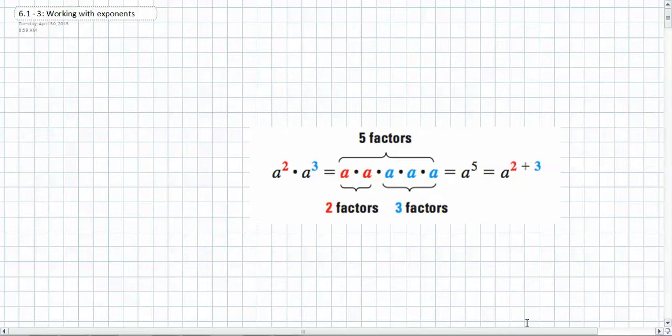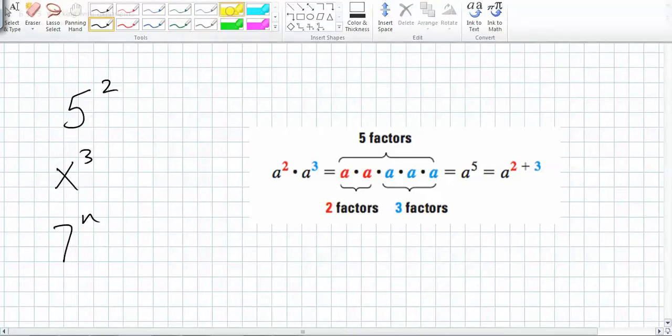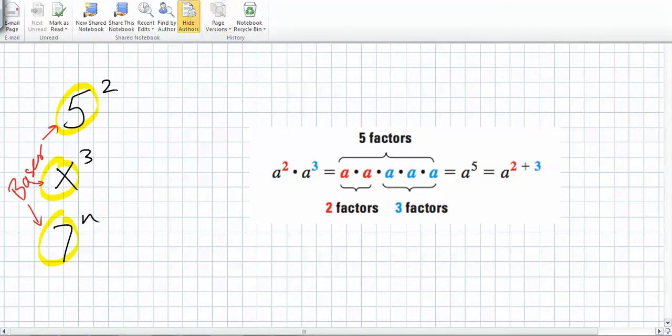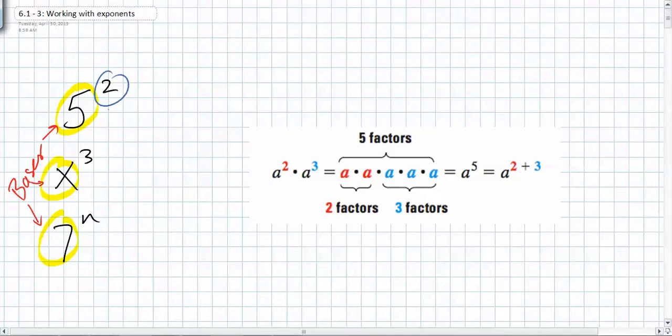In this section, we're going to talk about working with exponents. The expressions we're going to look at are going to be of the form 5 squared, or x to the third, or 7 to the n. In this case, each of these numbers, the 5, the x, and the 7, are all bases. Each one is a base. The numbers up and to the right are all called exponents.